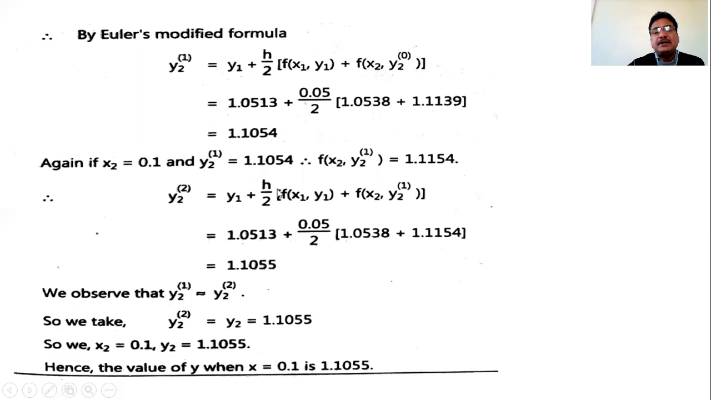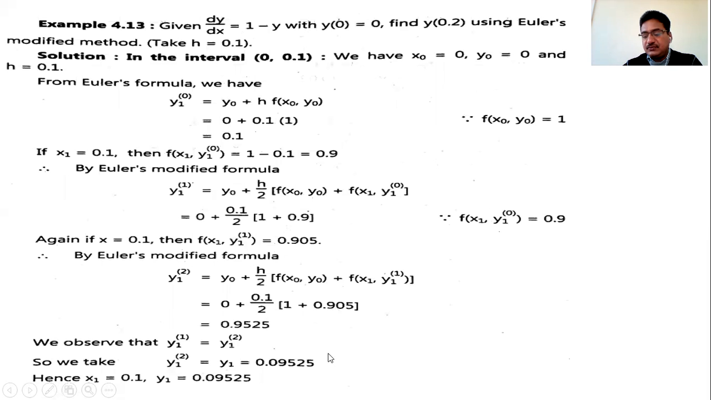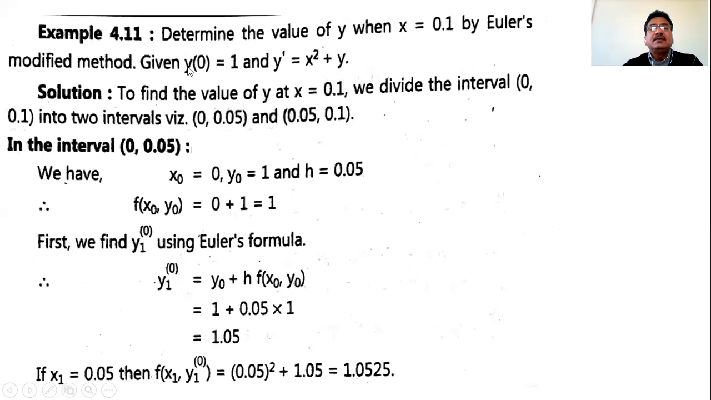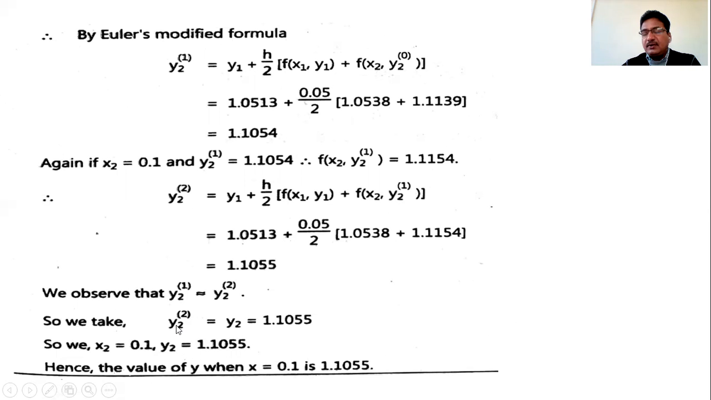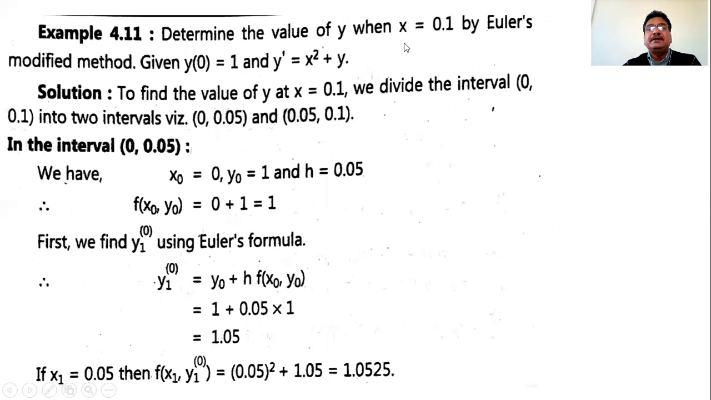What is y2 3? y1 plus h by 2 f of x1 y1 plus f of x2 y2 2. Use this value, but there is no need to find the values if they are correct up to 2 decimal places; then finalize those values. So y2 2 is y2, and this is the value of y at 0.1. So we have to find the value of y at 0.1. Determine the value of y when x is 0.1. So this is the final answer. The value at 0 is given, and we have to find the value at 0.1.